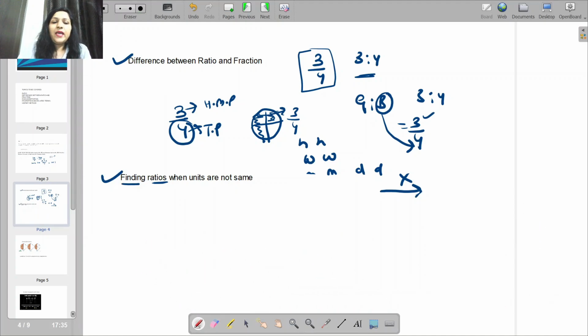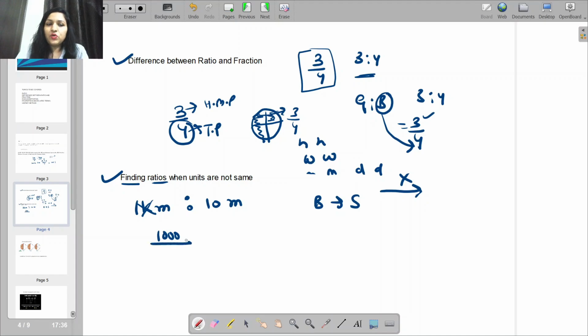If I say I have to find the ratio of 1 kilometer ratio 10 meter. मैंने क्या बोला था आपको? Bigger quantity has to be converted to smaller quantity. Out of kilometer and meter, kilometer is bigger. 1 kilometer is 1000 meter. So rather than writing kilometer, it is 1000 ratio 10. दोनों मीटर में हो गए. आप 0 up 0 down cancel. Answer is 100 ratio 1. Correct?